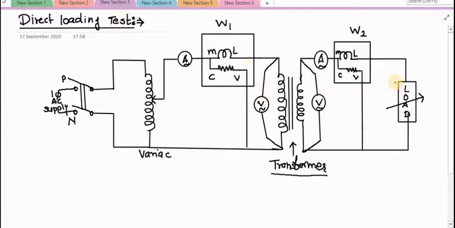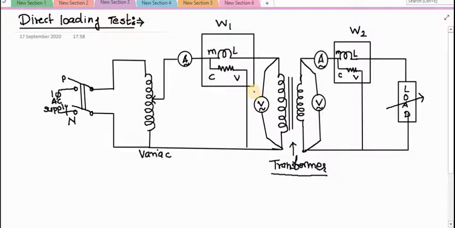A variable load is connected across the secondary. One ammeter, one voltmeter and one wattmeter are placed on the secondary side also, as shown in the figure. We have connected the voltage to the primary winding through the variac, which is also called an auto transformer. Why that is like this, I will tell you. So by varying the loads in suitable steps, readings are taken on all the meters which are connected on the primary and secondary side.